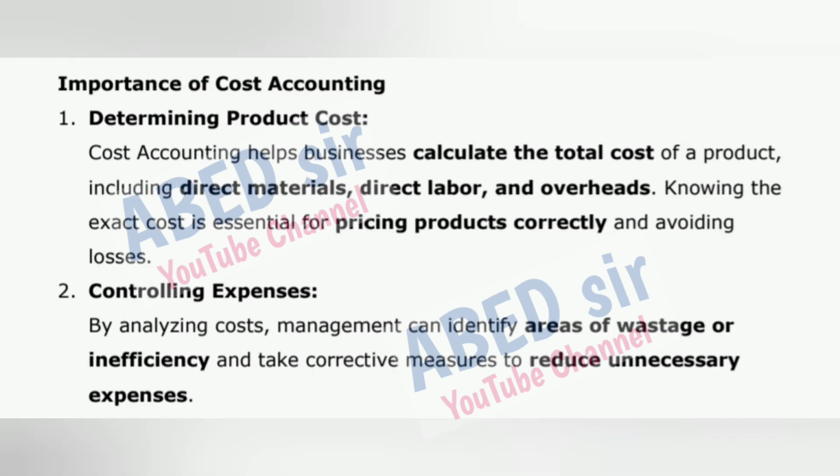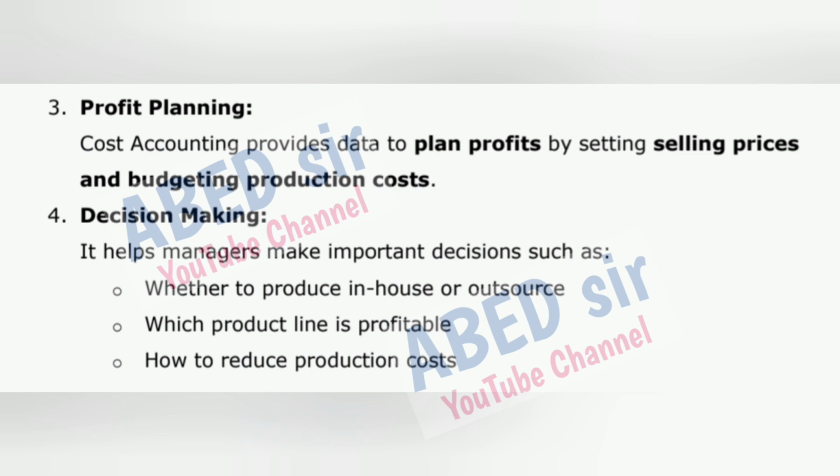Importance of cost accounting. 1. Determining product cost. Cost accounting helps businesses calculate the total cost of a product, including direct materials, direct labor, and overheads. Knowing the exact cost is essential for pricing products correctly and avoiding losses. 2. Controlling expenses. By analyzing costs, management can identify areas of wastage or inefficiency and take corrective measures to reduce unnecessary expenses. 3. Profit planning.